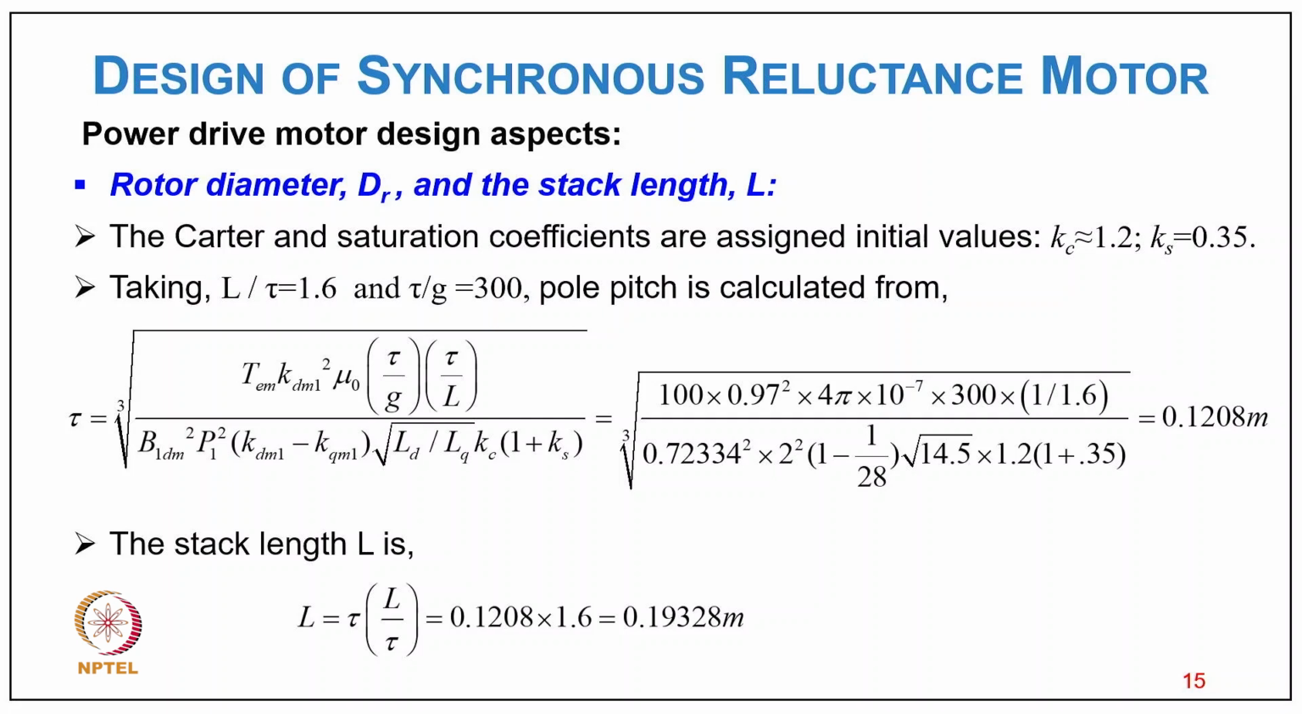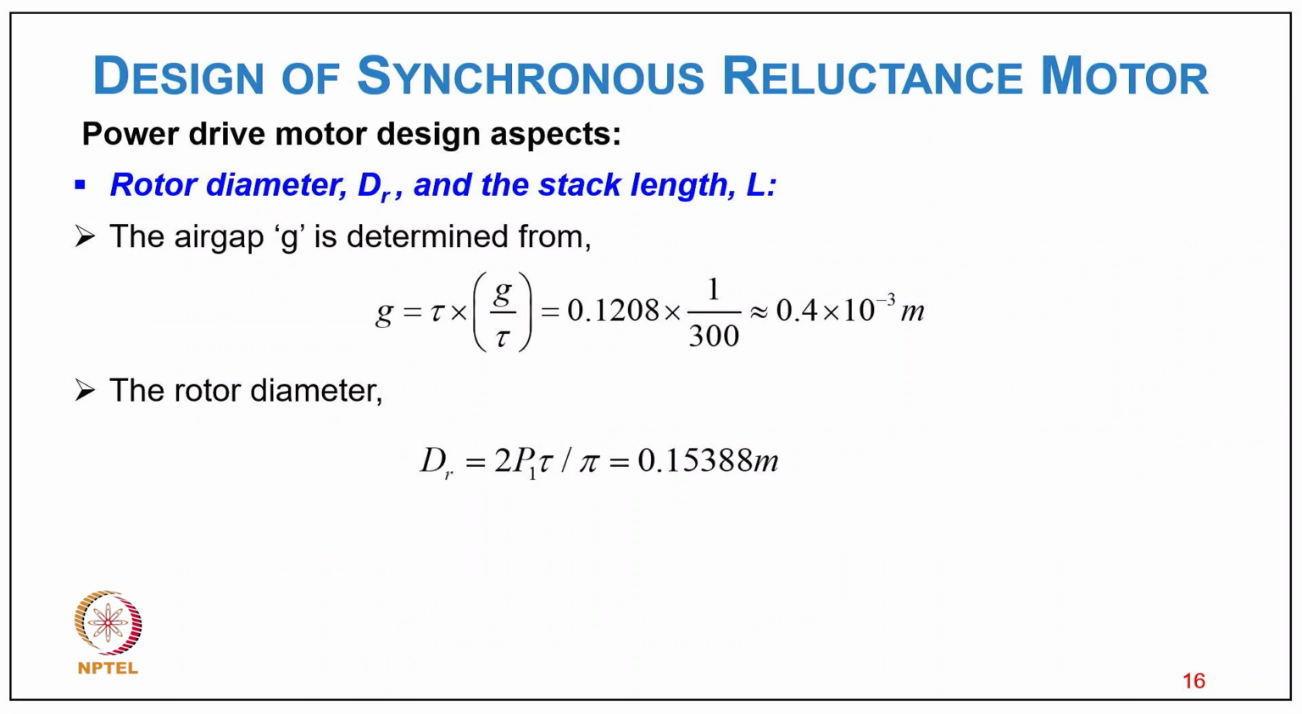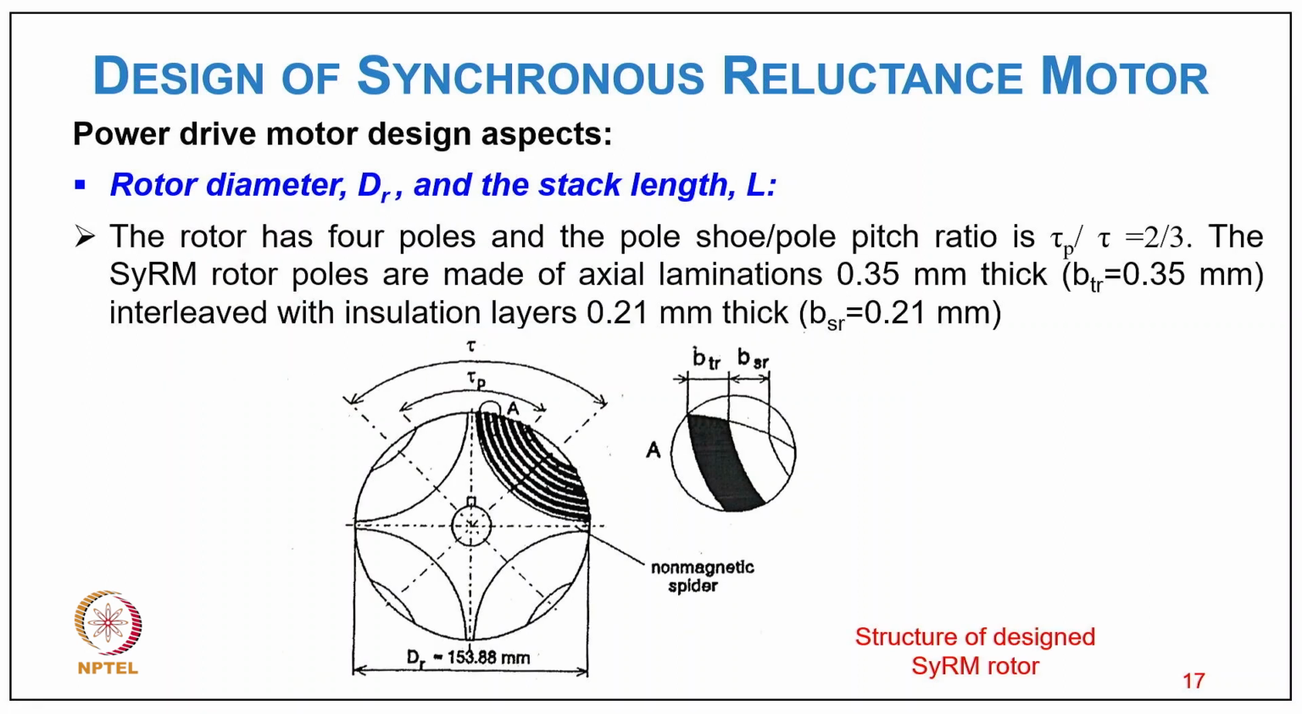and the stack length L equal to tau into L upon tau, so that comes around 0.19328 meter, and the air gap G can be determined from tau upon G upon tau, it comes around 0.4 into 10 power minus 3 meter, and the rotor diameter is dr equal to 2 P1 tau upon pi, that comes 0.15388 meter. The rotor has 4 poles for this condition, and the pole span upon pole pitch is tau P upon tau equal to 2 by 3.